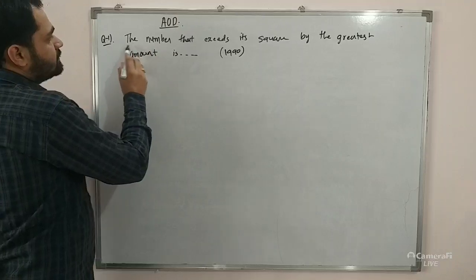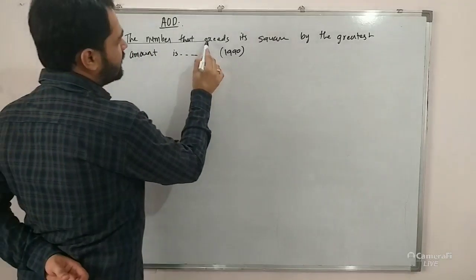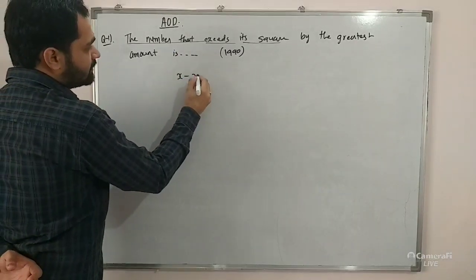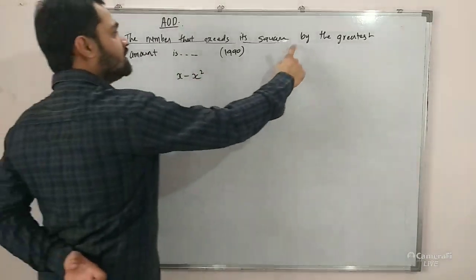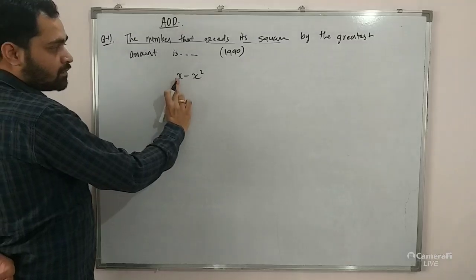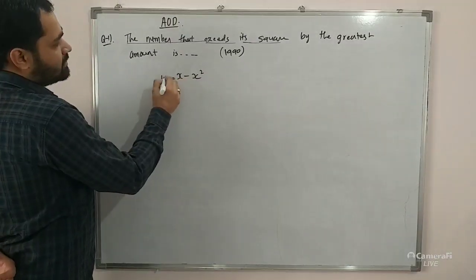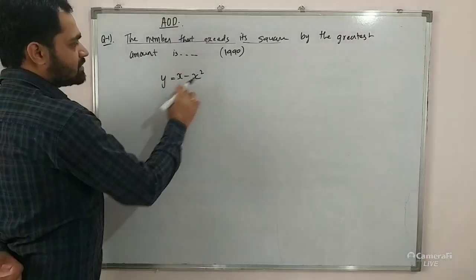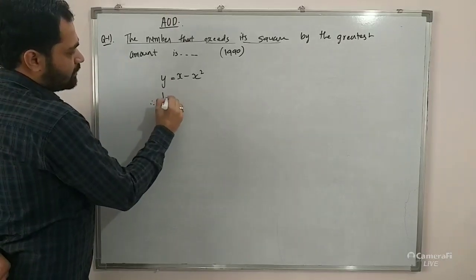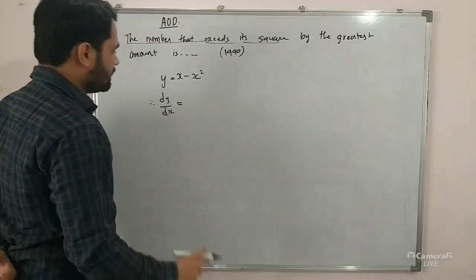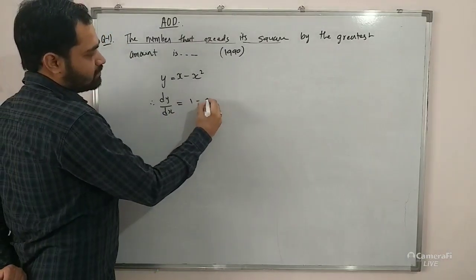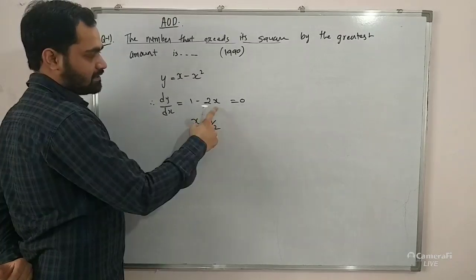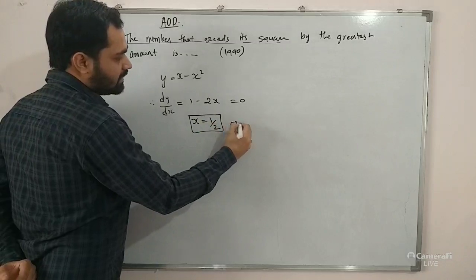In this question they are asking about the number and its square. It means the difference between the number and its square is the greatest amount. So what is the greatest value of the difference? This is the required function: y is equal to x minus x square, and we want to find the maximum number x. First of all, we are going to differentiate both sides with respect to x. So dy by dx is equal to 1 minus 2x, and comparing it with 0 we get x is equal to 1 by 2, which is a critical point.